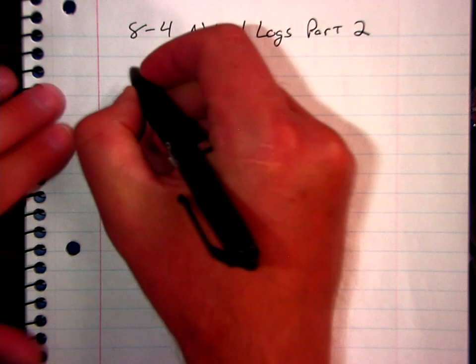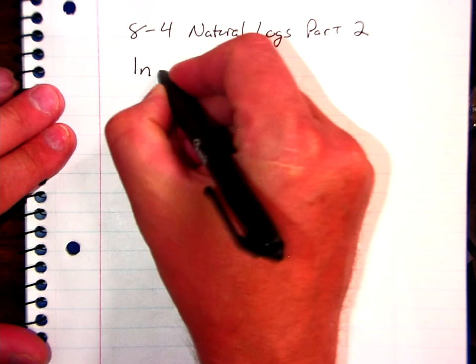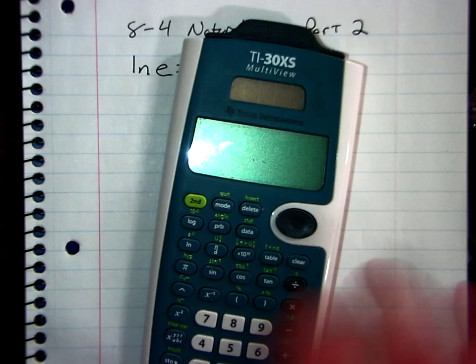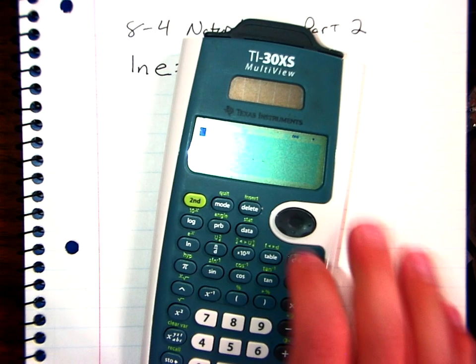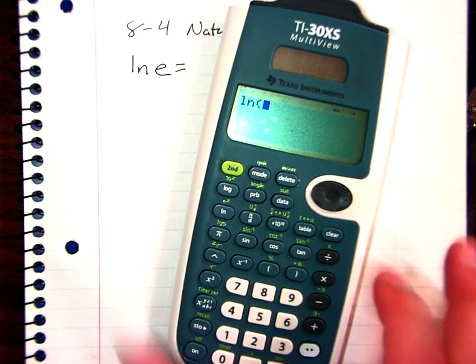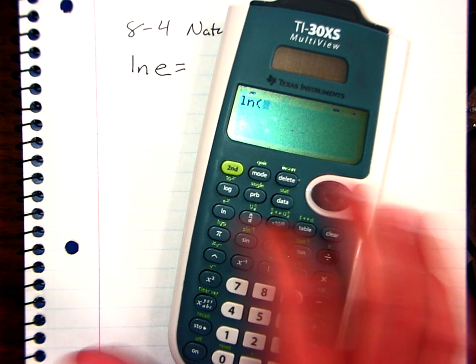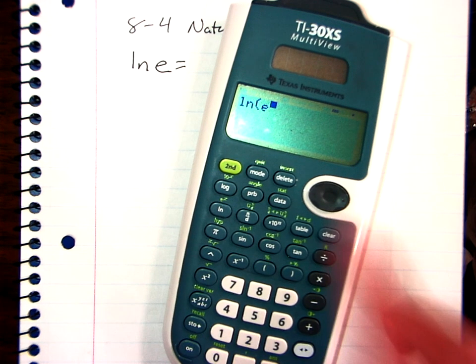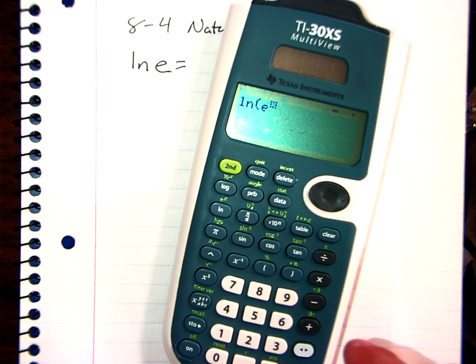First thing you need to know is what that equals. So I'm going to grab my calculator. I'm going to clear it, and I'm going to hit LN, the third button down, or second under the green one. I'm going to hit second and the E key. If I want just e, what power do I raise it to? 1.